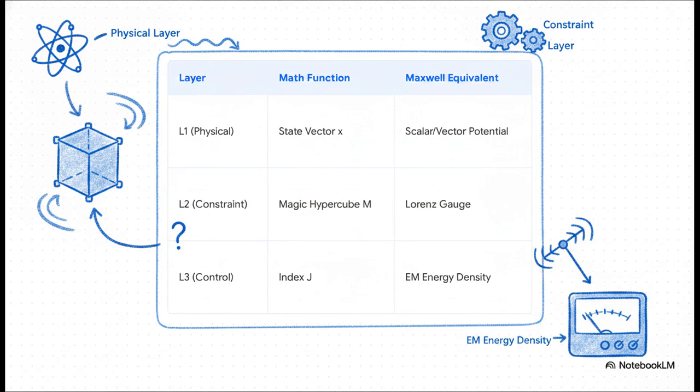CSDL relies on a super strict four-layer abstraction where classical electrodynamics map directly, and I mean directly, onto the hardware. Starting at the physical layer, our state vector, x, perfectly represents the electromagnetic scalar and vector potentials. Then, moving up to the constraint layer, we use what's called the magic hypercube constraint, m. Mathematically, this maps exactly to the Lorentz gauge condition. Finally, in the observation and control layer, our performance index, J, represents electromagnetic energy density. So all that abstract mathematics maps flawlessly right onto physical hardware variables.